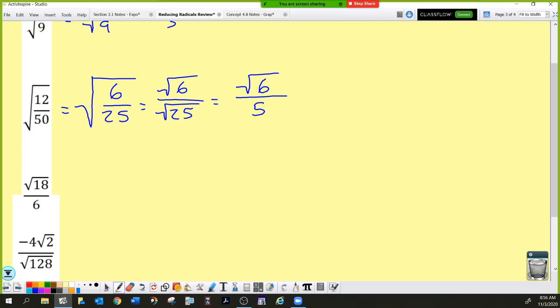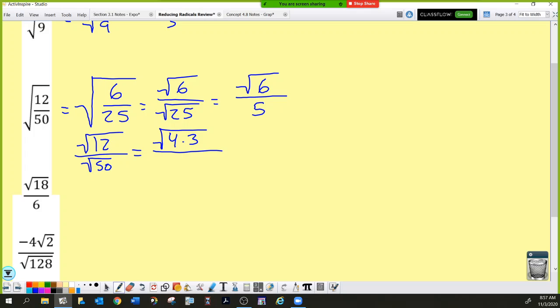If you didn't reduce it, it wouldn't be a completely different answer. So what happens if I don't reduce it? Square root 12 over square root 50, right? What perfect square goes into 12? 4. So I could split 12 into 4 times 3.